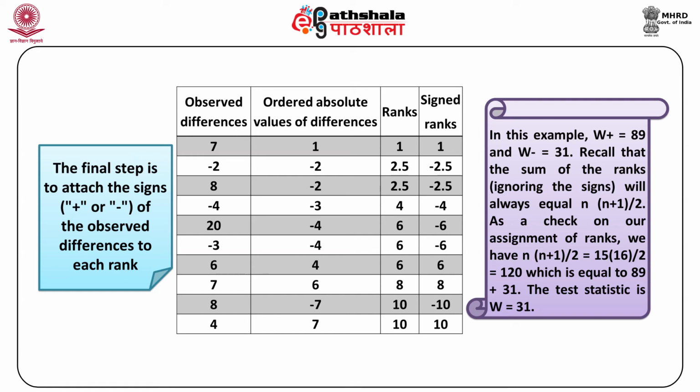In this example, W plus equals 89 and W minus equals 31. Recall that the sum of the ranks, ignoring the signs, will always be equal to n multiplied by n plus 1, the whole divided by 2. As a check on our assignment of ranks, we have n times n plus 1, the whole divided by 2, equals 15 multiplied by 16 divided by 2, which comes out to be 120, which is equal to 89 plus 31. The test statistic is W equals 31.